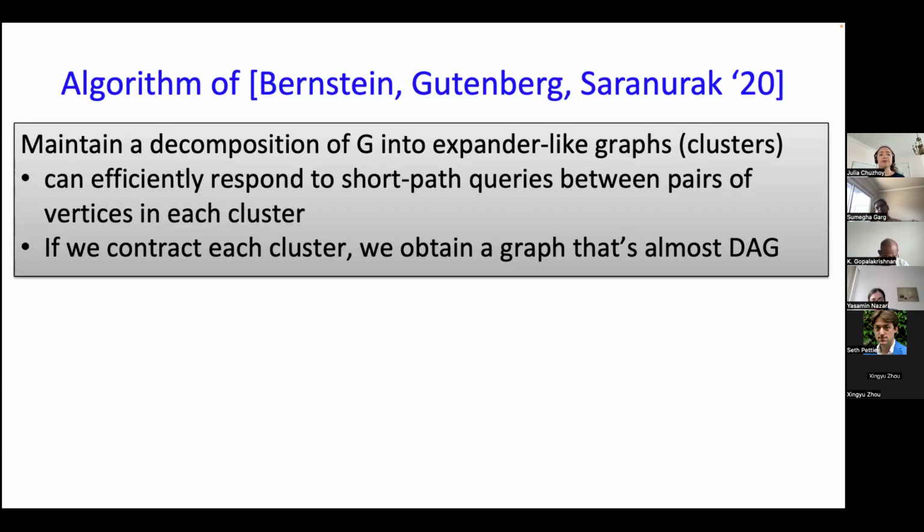And why is this useful? Because there are good algorithms for single source shortest paths on DAGs. We can hope to apply these algorithms to this contracted graph, which is an almost DAG, and get a good running time. So the second part is exactly this. It's applying a known algorithm for decremental single source shortest paths on almost DAGs to this contracted graph. So now I'm going to switch to the second part, and later I'll come back to this expander decomposition part.